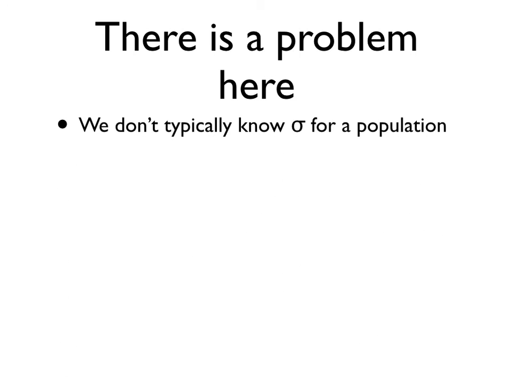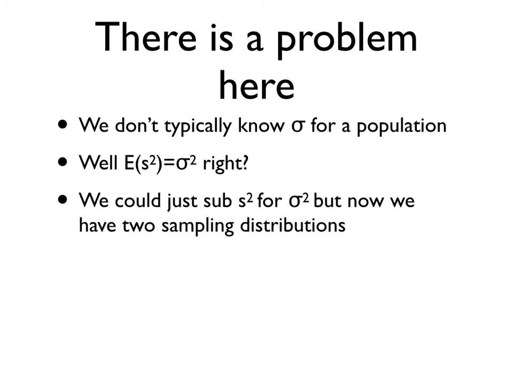Now there's an issue here, actually another big issue. And that's that we don't typically know sigma for a population. The reason IQ is always chosen as an example in these kind of questions is because we actually know sigma in the population. That's something we don't tend to know. Well, wait a second. The expected value of S squared is sigma squared, right? Remember, it's an unbiased estimator of sigma squared. That's why you divide by n minus 1. We talked about that a week ago, 2 weeks ago. Why don't we just sub S squared in for sigma squared?